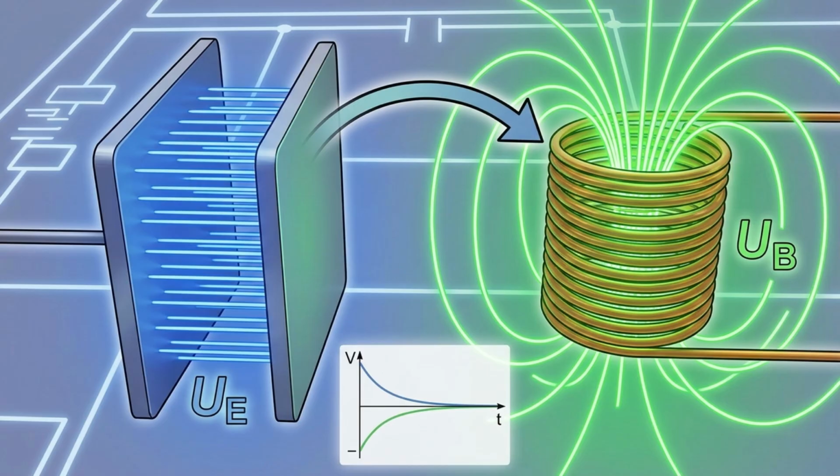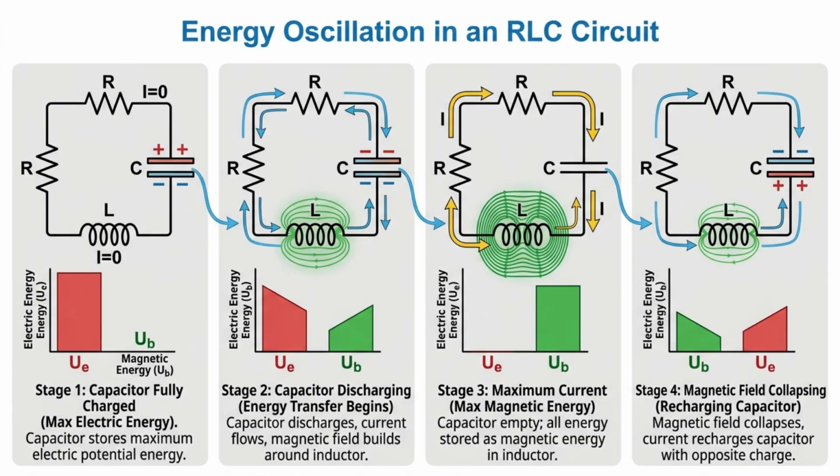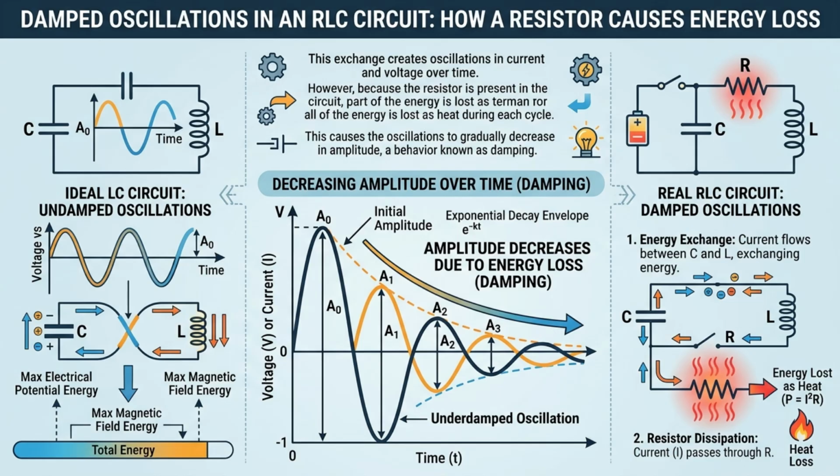They form the basis for many real-world systems, including filters, oscillators, and communication circuits, where energy continuously transfers between electric and magnetic fields. In an RLC circuit, energy continuously transfers between the capacitor and the inductor. When the capacitor discharges, its stored electric energy is transferred into the inductor as magnetic energy. Then, as the magnetic field collapses, energy flows back into the capacitor, creating an oscillating exchange process. This exchange creates oscillations in current and voltage over time.